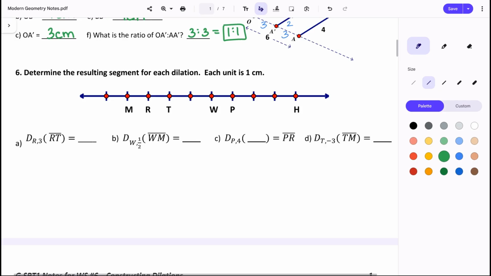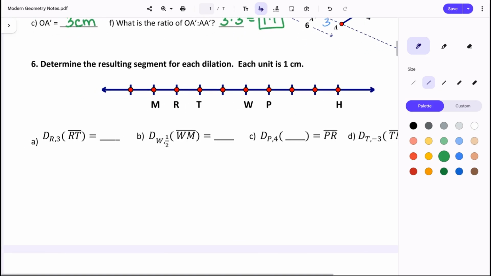What's different about this one? It's a negative. There's a negative scale factor. We haven't talked about negative scale factors yet. Okay, so we'll get into that in just a second. But let's start with A and B because those are, I would say, like your normal cases because they're the ones that you're going to see the most.